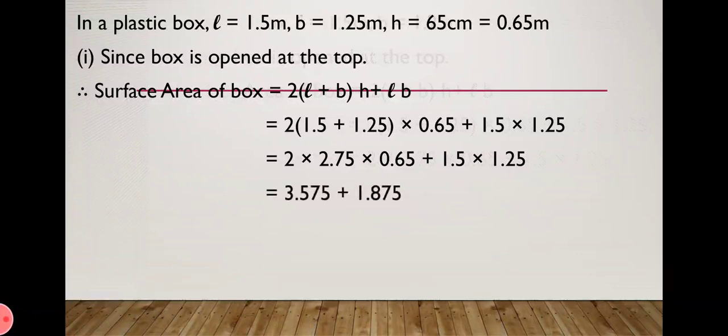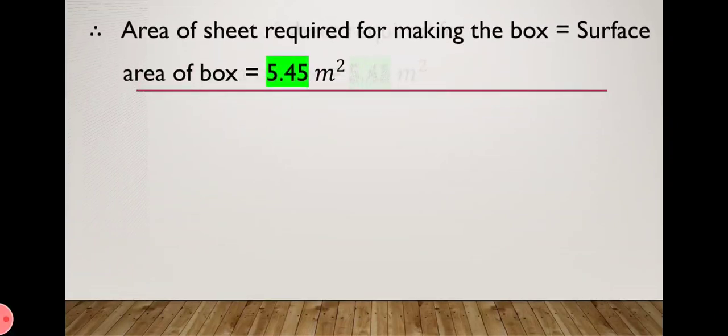Further solving, we get 3.575 plus 1.875. Then we multiply and move further, that is equal to 5.45 meter square. Therefore, area of sheet required for making the box is equal to surface area of box, that is equal to 5.45 meter square, because we are using the sheet to make a plastic box of 5 faces only. So 5.45 meter square is the area of the sheet required.